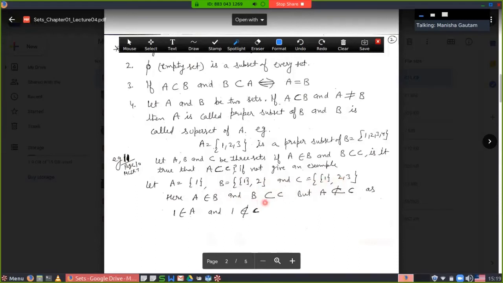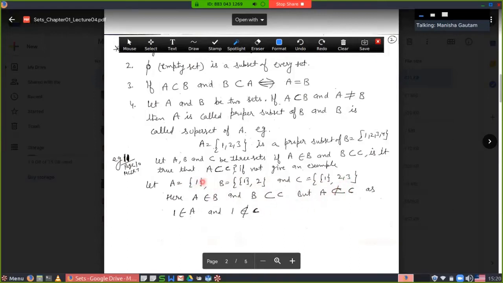It means B is a subset of C. Now you have to observe A is not a subset of C. If A is a subset of C, it means what? The elements of A belong to C.